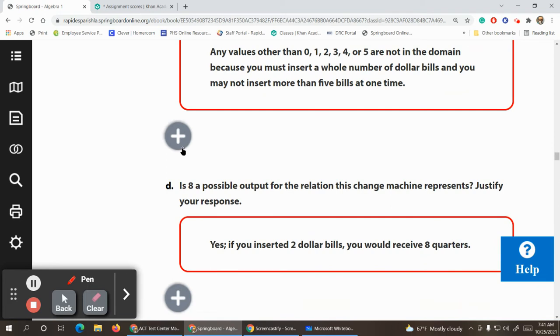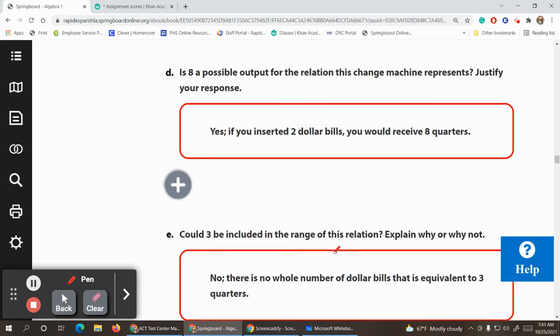D, is 8 a possible output for this relation? What is my output? Outputs are the Y's, and what are the Y's? The quarters. Can I get 8 quarters? Yeah. How? $2 bills, right? If I insert $2 bills, I get 8 quarters.